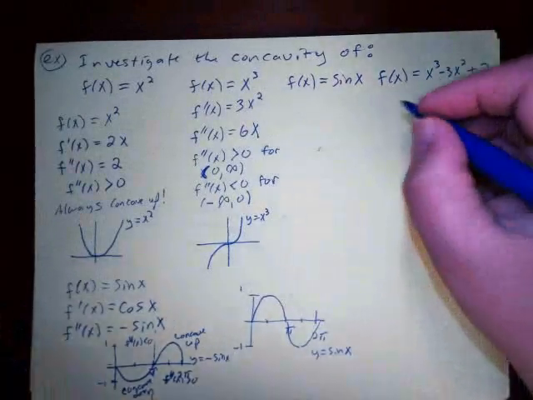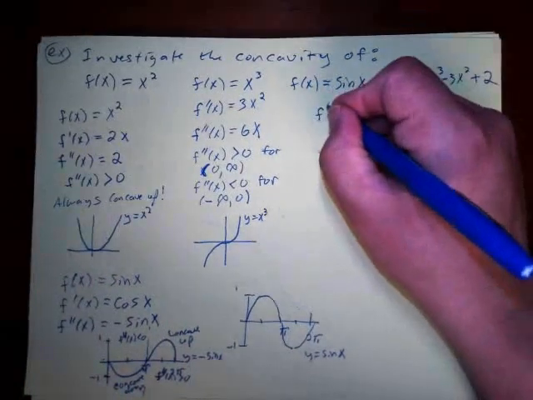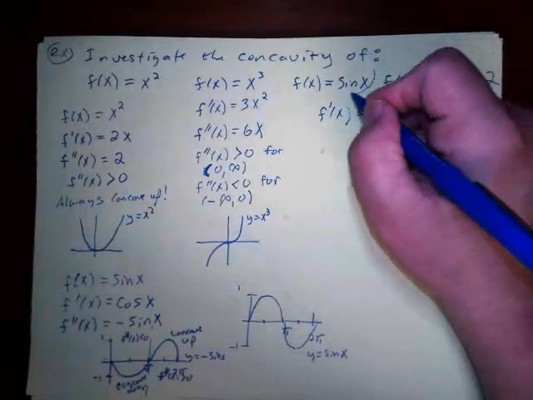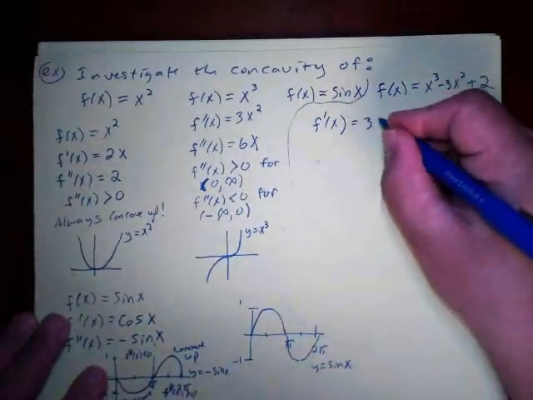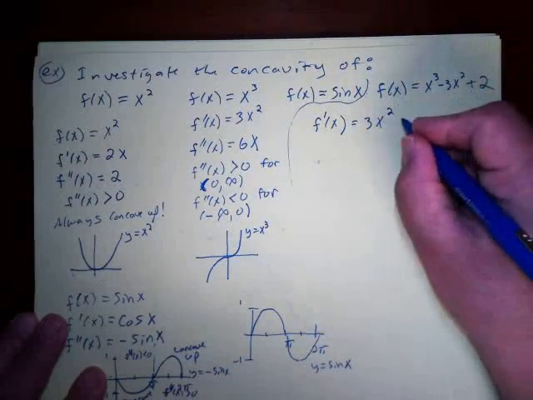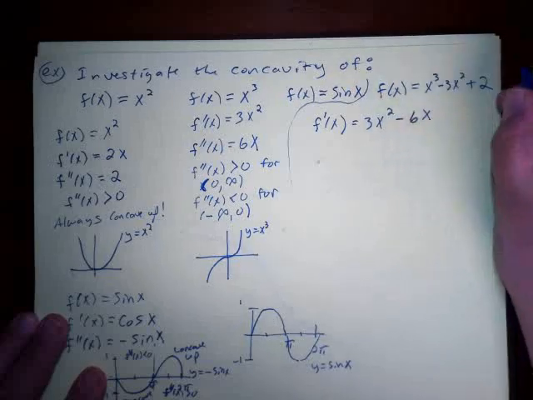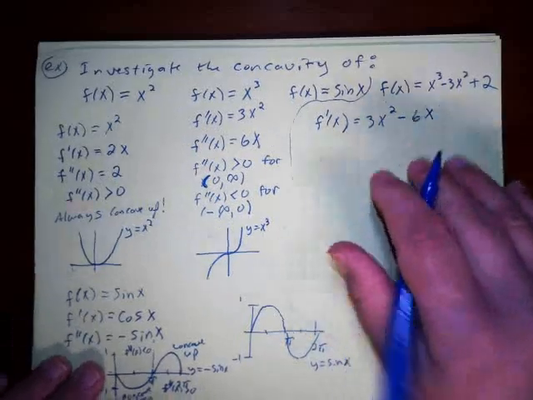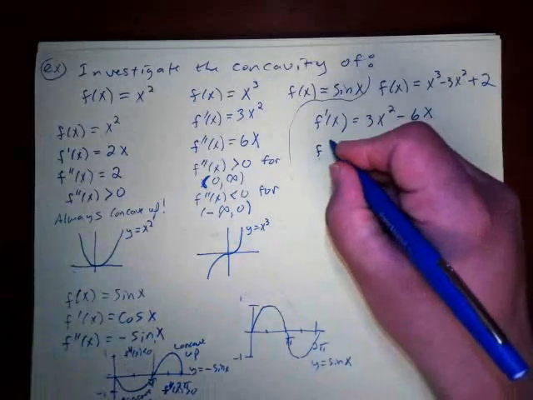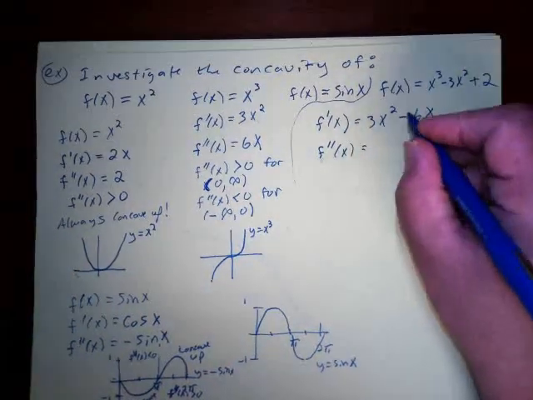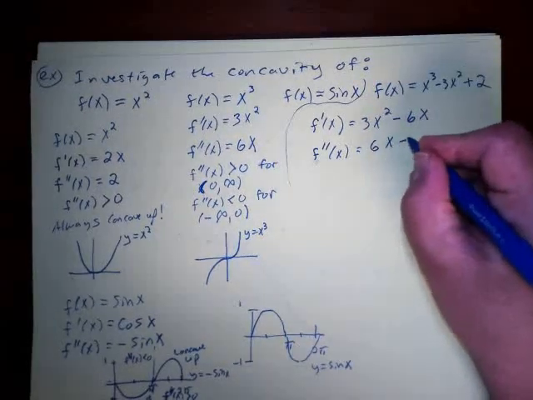So now, finally, let's end with this one. So we're going to do the derivative. The derivative of this is 3x squared, minus, bring that down, 6x, and then the 2 goes away. So that's the first derivative. So now let's do the second derivative. Bringing this down, I get 6x, minus 6.